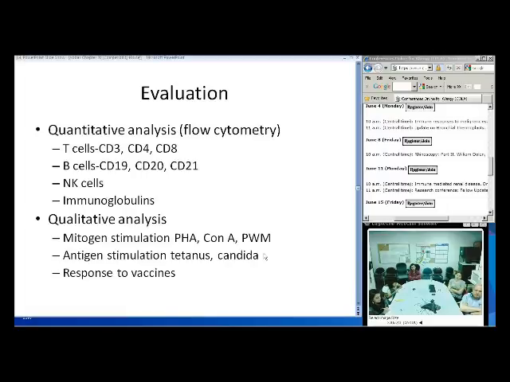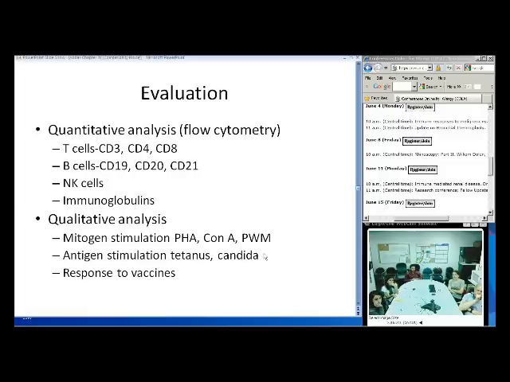For B cells, we want to look at things associated with the B cell receptor, like CD19, 20, 21, which are all exclusively on B cells. We can pick out B cells by flow cytometry. B cells can also be quantitated by their product, which is immunoglobulin. That's special for B cells and a different way that we can quantitate B cells.